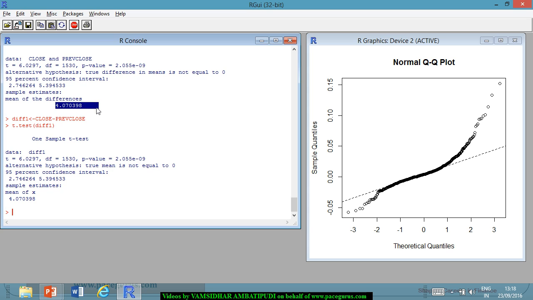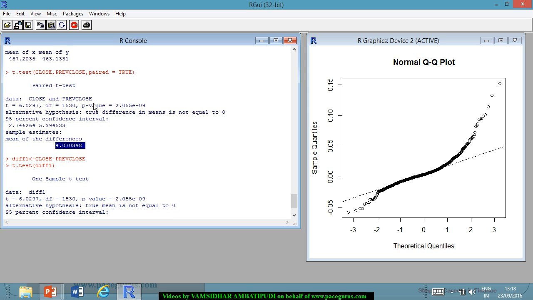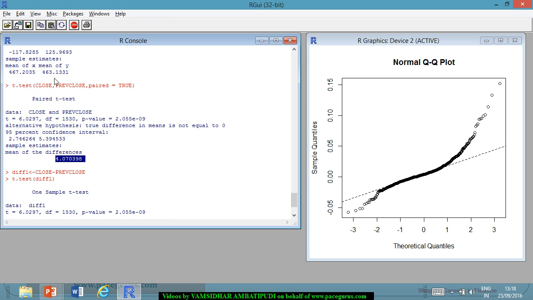Now you could see the difference is 4.07, which is what is correct: 467 minus 463. The mean difference is 4.07. But the 95% confidence interval is only between 2.74 and 5.39. Because 0 is not in the confidence interval, I have rejected the null hypothesis and made my decision in favor of the alternate.